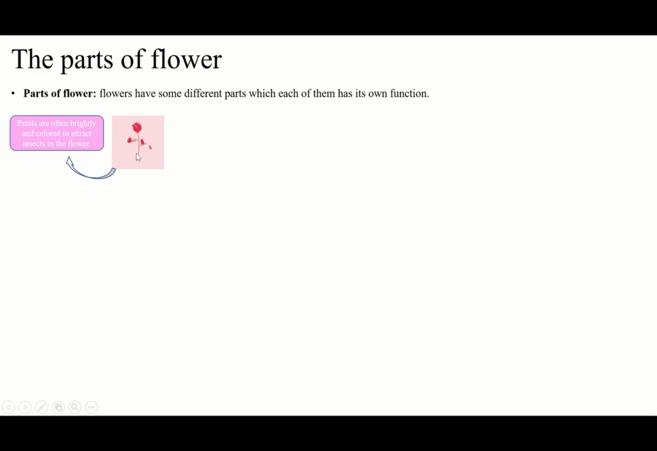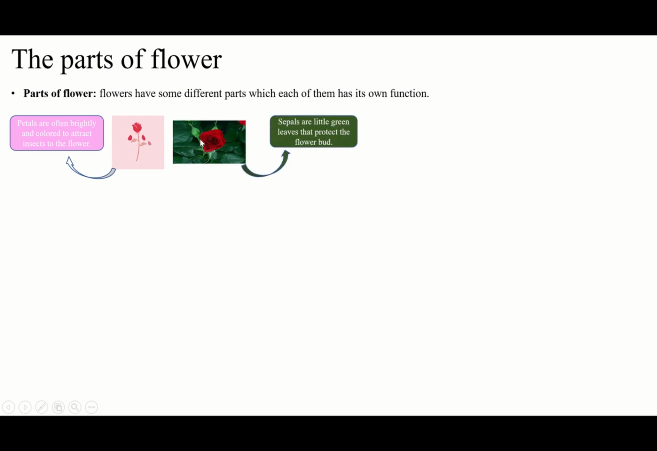So here, as you see, the petals, brightly colorful, are for attracting the insects. And the sepals, you see, guys, before opening, the green leaves protect the flower bud. After this, it's going to open and the flower will appear. We can see it. So these green leaves, we call sepals. It means petals, the brightly colorful part, and sepals, the green leaves that protect the flower bud.